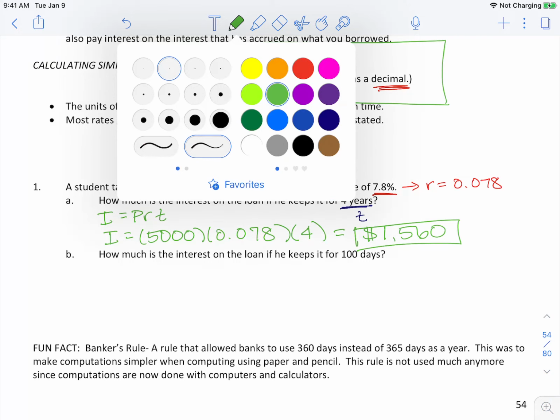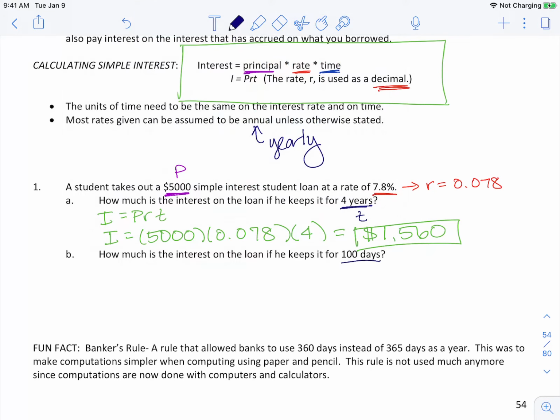How much is the interest on the loan if he keeps it for 100 days? So now our time is changing. And we said our units have to be the same. So in this case, our time is a fraction of a year. So this is 100 out of 365 days that make up the year. So please calculate the interest for this one.